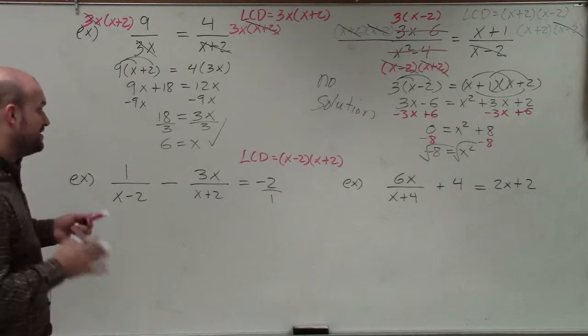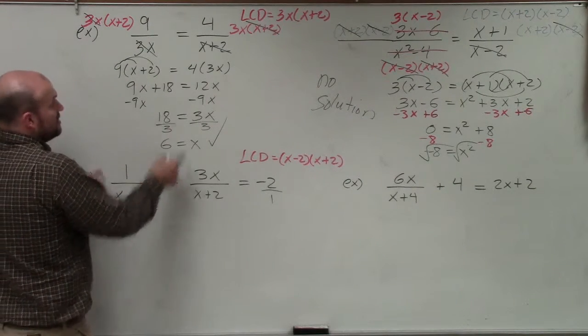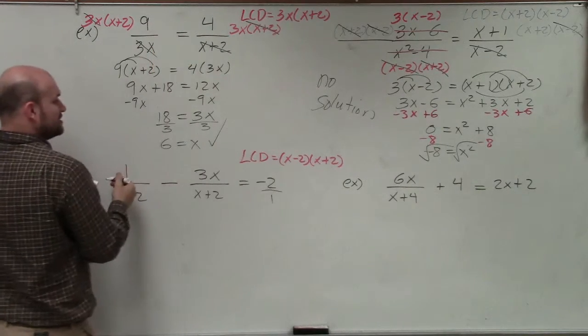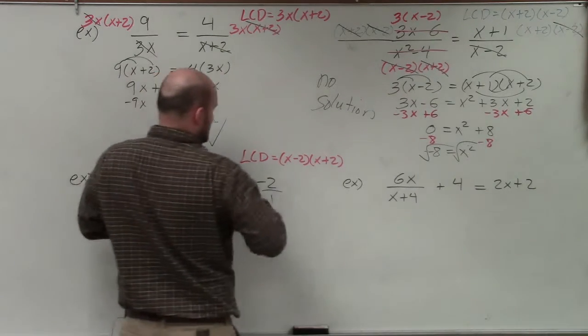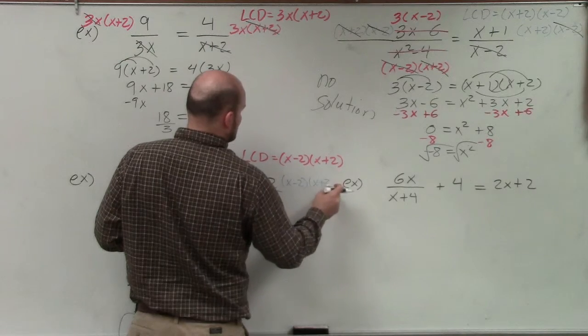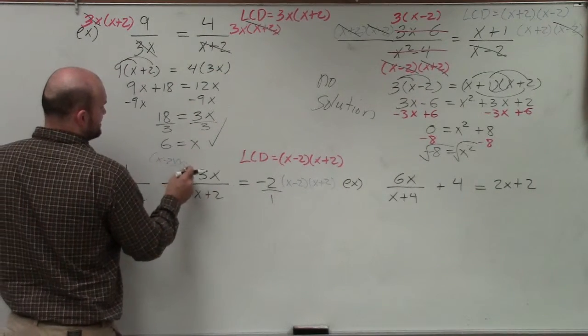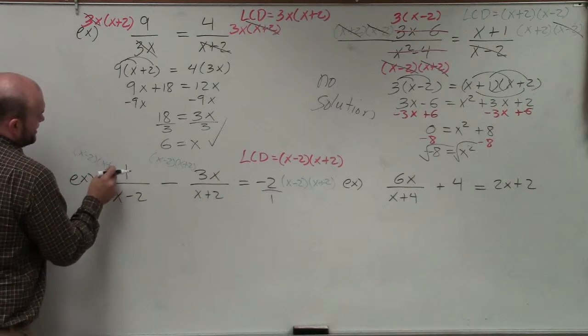All right, so therefore, I'm going to multiply. Now here, you can see my terms are separated by subtraction. So I only multiplied left and right these two terms, but when you're multiplying a whole expression, you've got to make sure you multiply everything by your LCD. So here I'm going to multiply this by x minus 2 times x plus 2. Over here, I have to multiply this by x minus 2 times x plus 2. And then over here, x minus 2 times x plus 2.